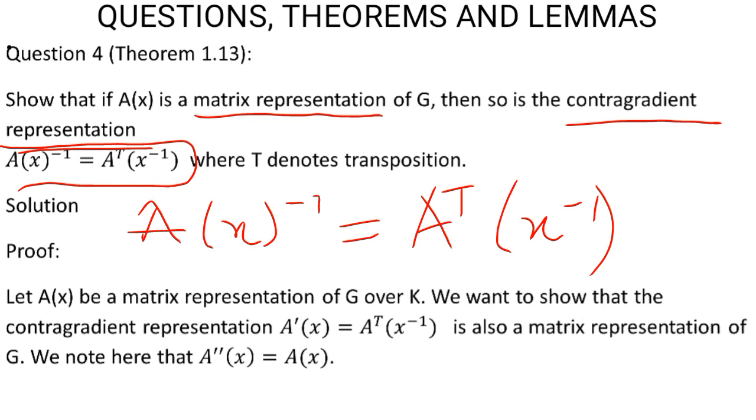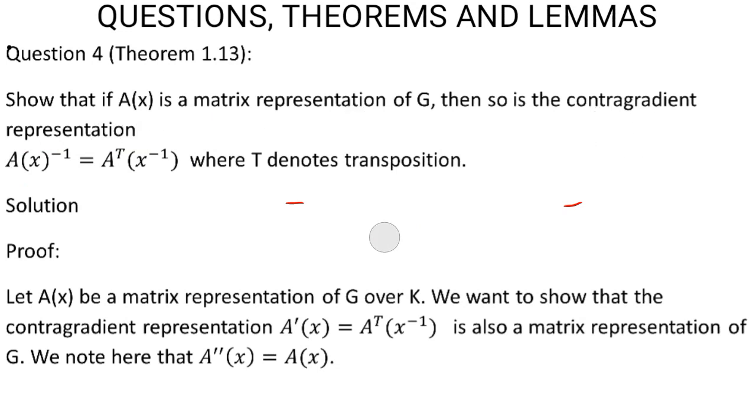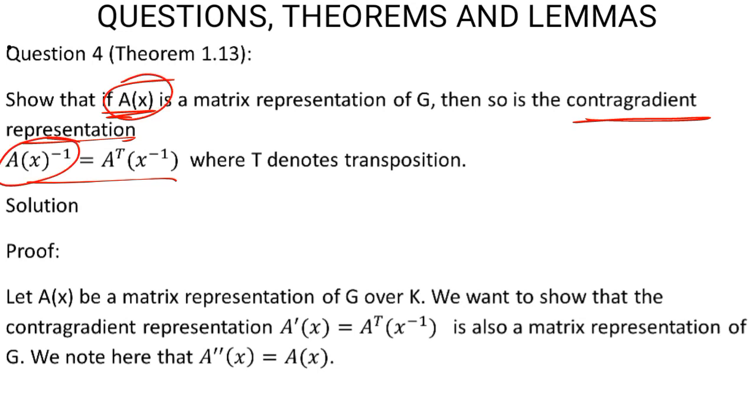So what the question is saying is that you should show that the matrix representation AX, show that if this is the matrix representation, then so is the contragradient representation this. Whenever this is a matrix representation, so also is this. Okay, and T denotes the transposition. So let's see how we do that.